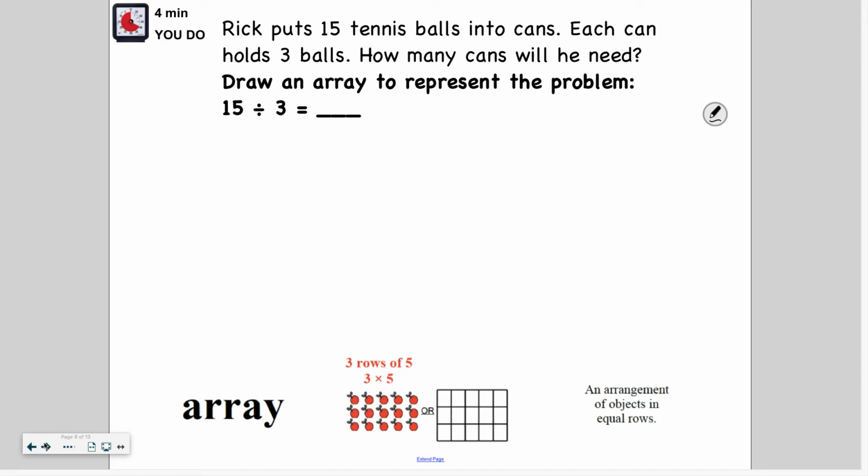So I want you to try this very last one. I'm just going to read it and annotate with you, and then I want you to try it on your own. Rick puts 15 tennis balls into cans. Each can holds 3 balls. How many cans will he need? So again, take some time to think about this. What is the 3 balls representing? Are they the size of the group, or is it the number of groups that he's going to be making? So pause now, solve this problem, and then press play when you're ready to check your work.